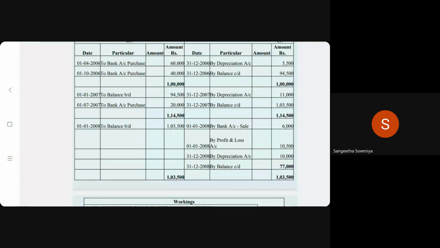Now you have to close this account. Debit side 1,14,500. Closing balance is 1,03,500. That will be the opening balance for 2008. In 2008, you have to write 1,03,500. Then come to the next one.